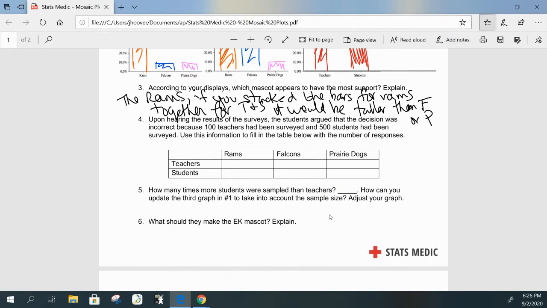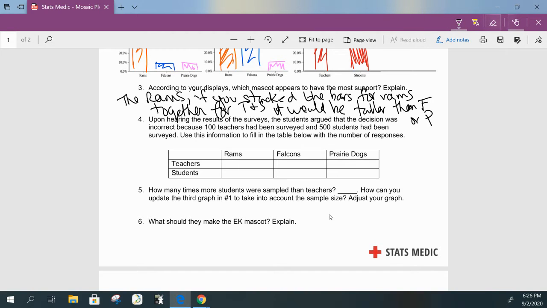When they went back and looked at the two groups, there were actually 80 teachers who chose Rams, 10 who chose Falcons, and 10 who chose Prairie Dogs. And in the students, they had 150 choose Rams, 300 chose Falcons, and 50 chose Prairie Dogs, for a total of 230, 310, and 60. So there's a very big difference in the size of the groups here.